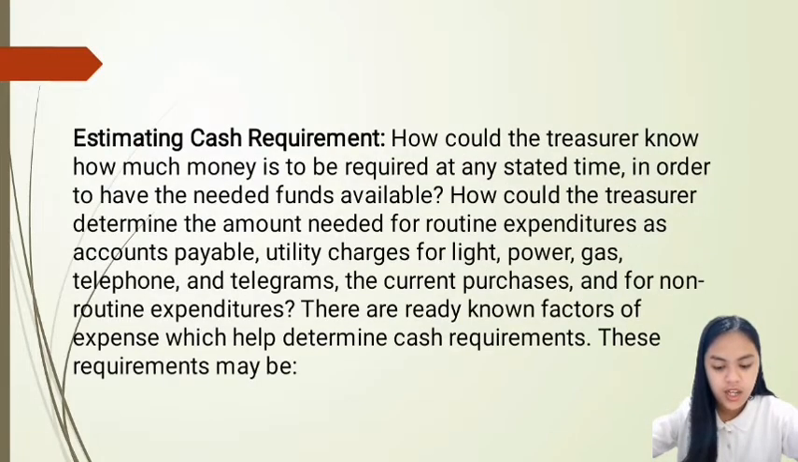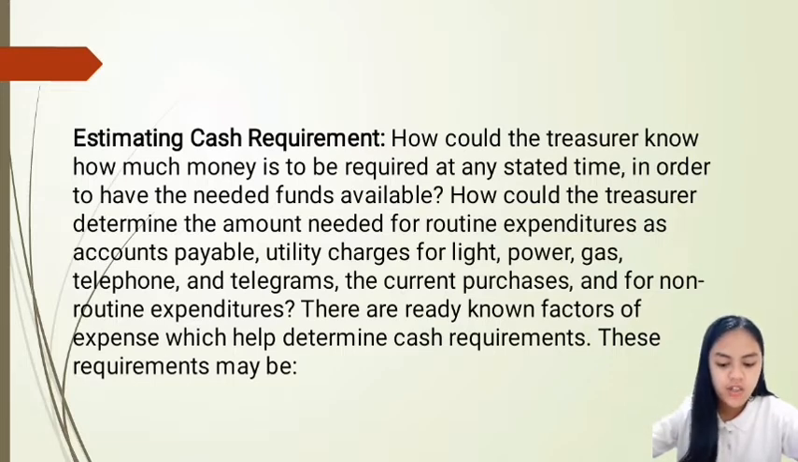So, estimating cash requirements. How could the treasurer know how much money is required at any stated time in order to have the needed funds available? How could the treasurer determine the amount needed for the routine expenditures such as accounts payable, utility charges for light, power, gas, telephone, and telegrams, the current purchases, and for non-routine expenses?